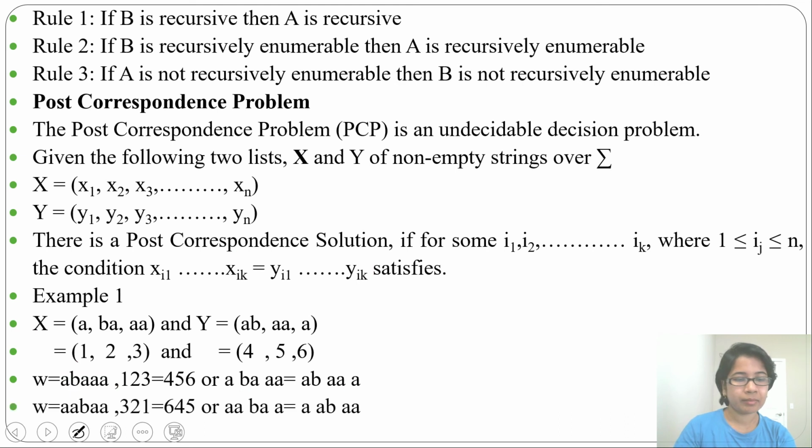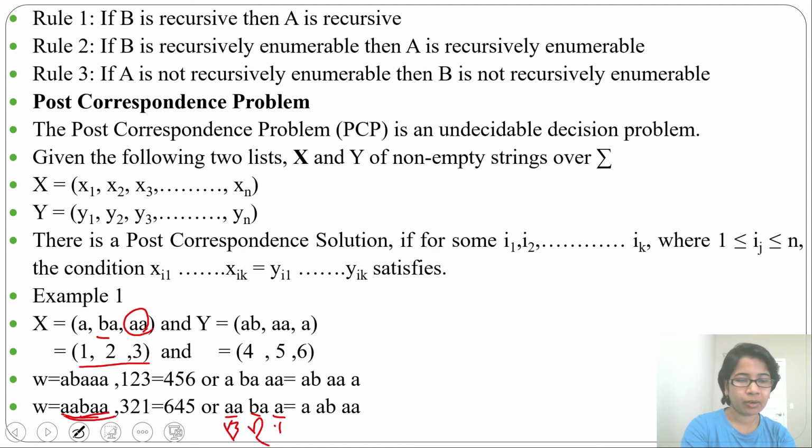Let's see another example. Here the string is AABAA. Now AABAA you can derive from this: AA, that is for 3. Then BA, that is for 2. Then A, that is for 1. So this string AABAA you can write as AA, BA, and A. You can say this is for X3, then this is for X2, this is for X1. I have written just numbers here, you can write X1, X2, X3.